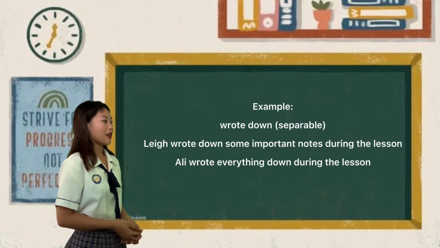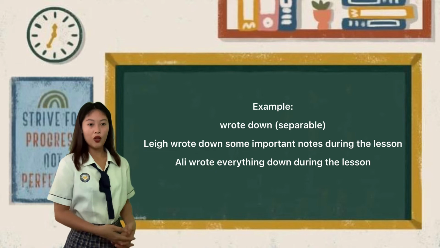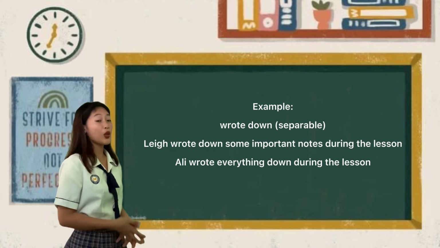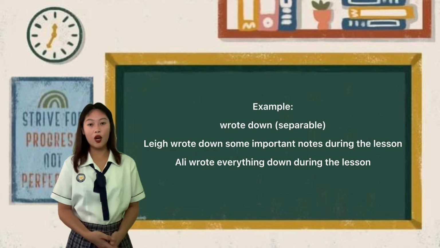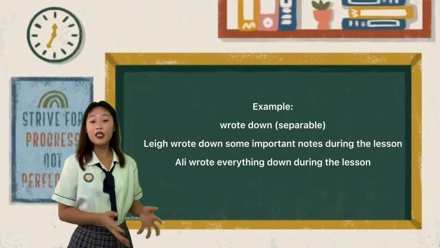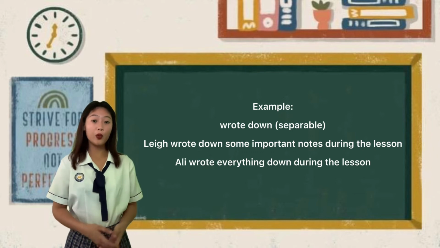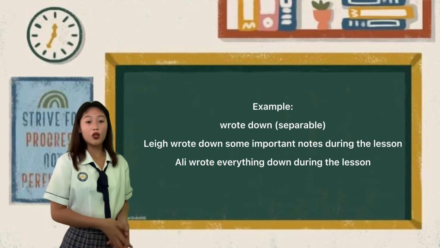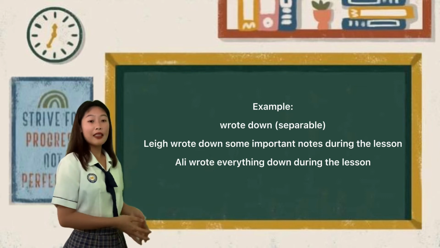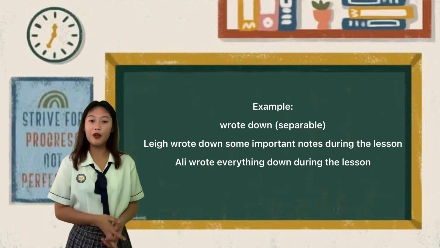The first sentence, Lay wrote down some important notes during the lesson. And the second one is Ali wrote everything down during the lesson. As you can see in the second sentence, the phrasal verb wrote down can be separated by another word, which is everything. So Ali wrote everything down during the lesson. It is an example of separable phrasal verbs.